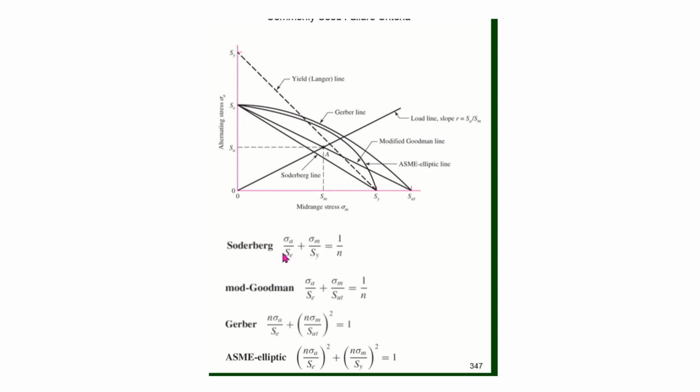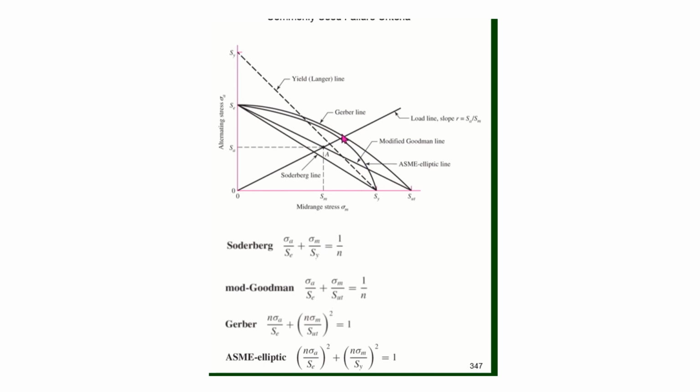So for the Soderberg, we have sigma A over SE plus sigma M over SY is equal to 1 over N. If we let N here be 1, then we get the equation of this straight line. Sigma A over SE plus sigma M over SY would be equal to 1. We can see that to change this expression for the modified Goodman line, the only thing that changes is we change the SY to SUT. Other than that, they're the exact same expression.